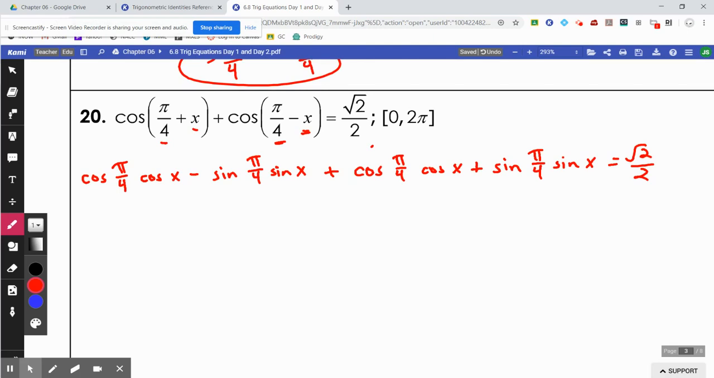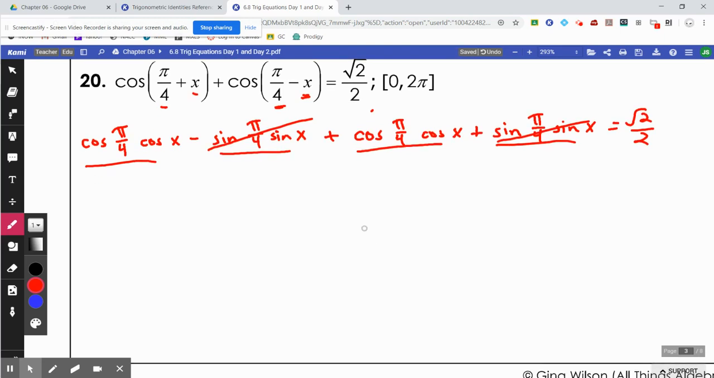Now, I have 4 terms over here on this side now. And before I even simplify or evaluate anything, negative sine pi over 4 sine x will cancel with positive sine pi over 4 sine x. And that's going to leave you with these two terms, which will combine. This is going to be root 2 over 2 cosine x. And this will also be plus root 2 over 2 cosine x. And those will combine as equal to root 2 over 2.